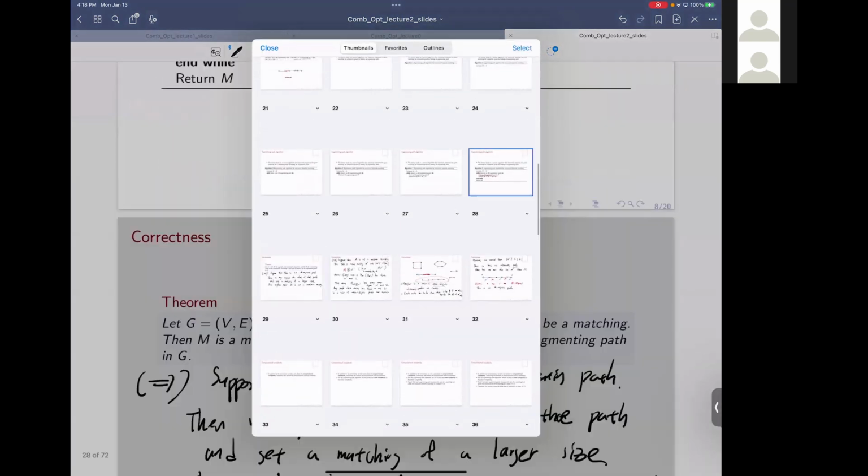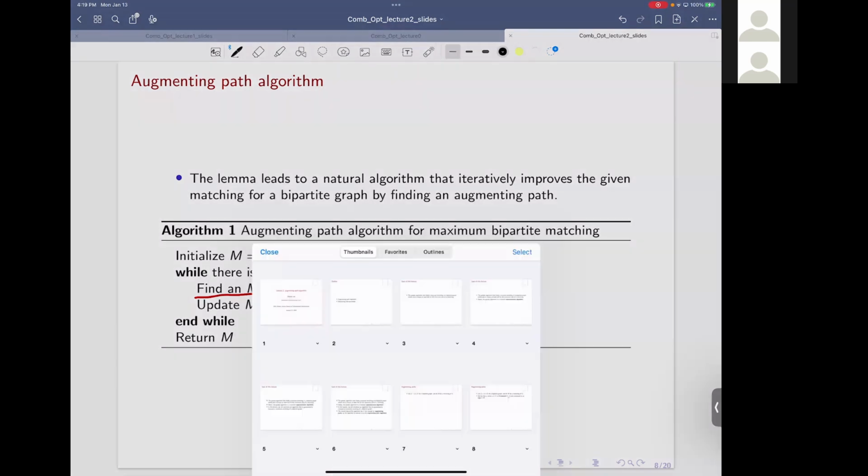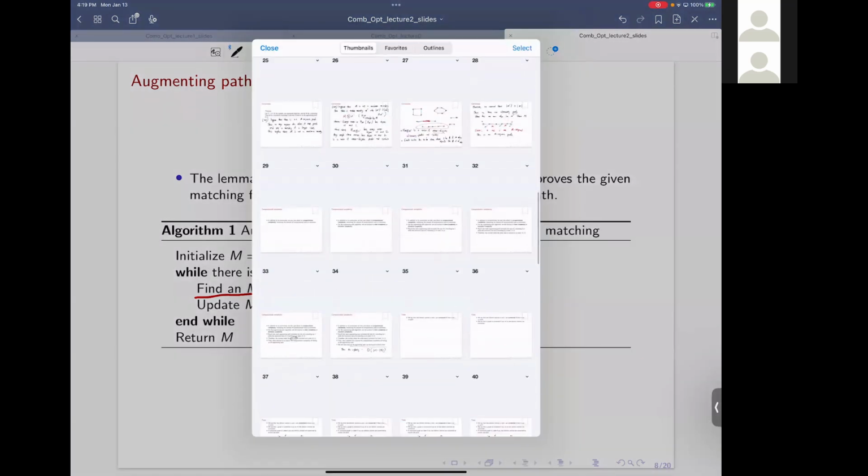So this algorithm is a kind of basic template, and I guess the complex part is hidden in this procedure of finding an augmenting path. This outline also works for non-bipartite graphs, but the procedure that I'm going to explain will use this bipartite structure. Okay, it's a very good question. Thanks. Another question?